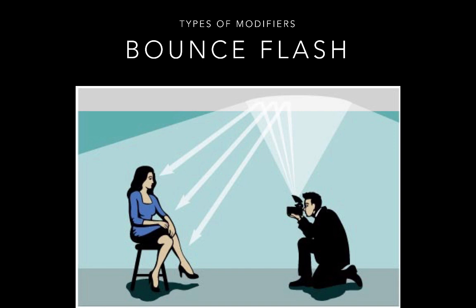They like bounce flash. The drawback of bounce flash is, let's say you've got 30-foot high ceilings. By the time the light travels from your speed light 30 feet up and then 30 feet down, you are really, really working that speed light hard to get output. It's going to mean you have more time between flashes. It's going to mean that the batteries are going to wear out quicker because it's having to push so much more light because it has to travel further.